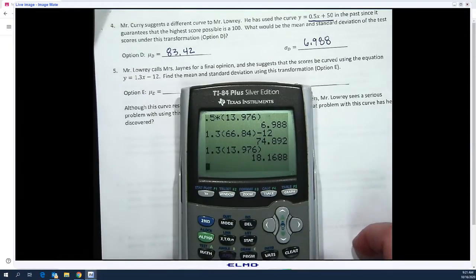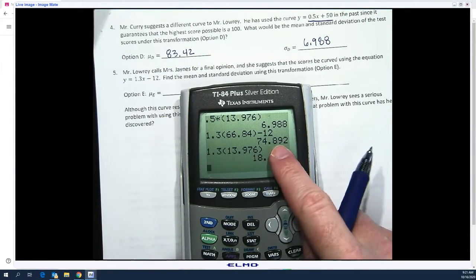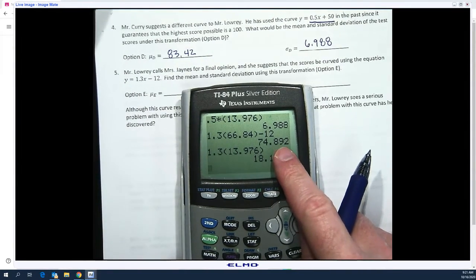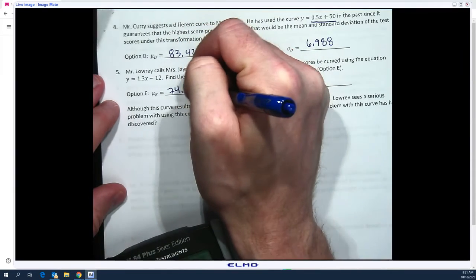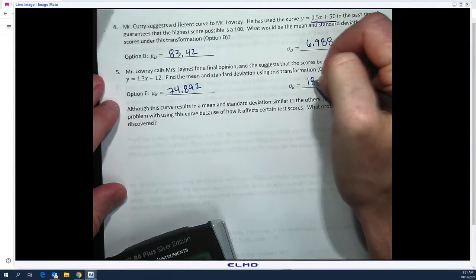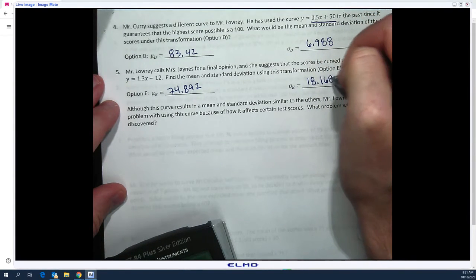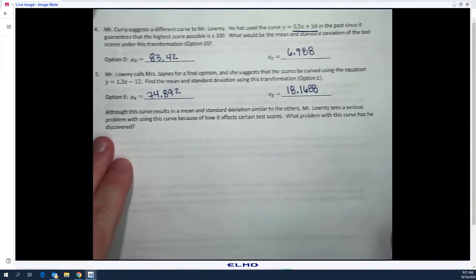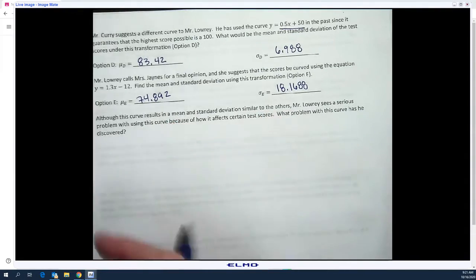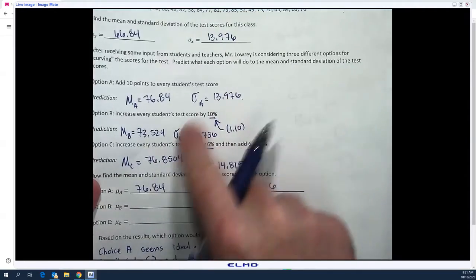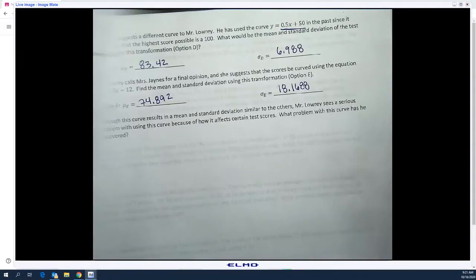And so this is what I got. The average would be about where the other ones were, near method A and method B. So 74.892. And it has a very high standard deviation. And so it says this curve results in a mean and standard deviation similar to the others. So similar to these other ones that we've looked at. It's not much crazier than those other methods.